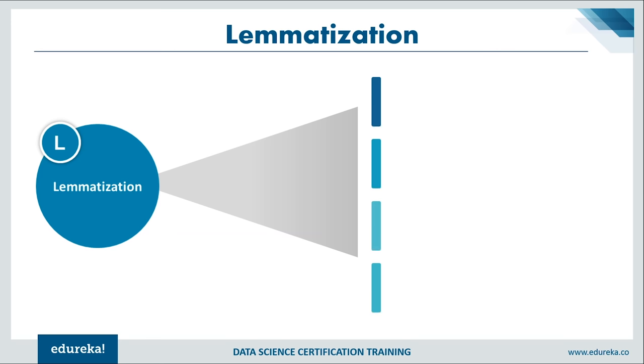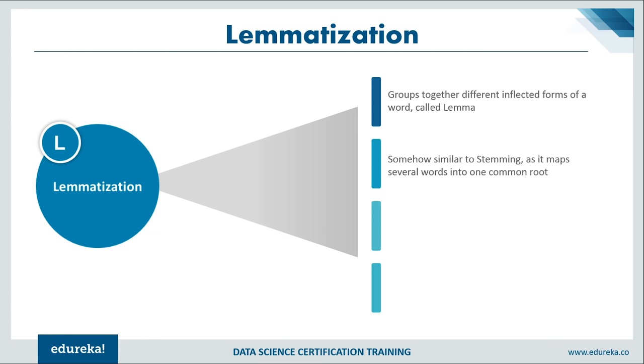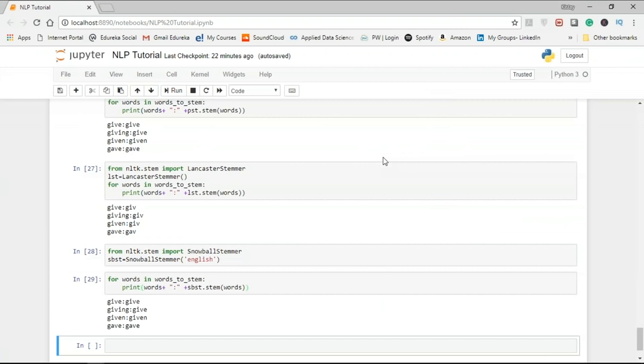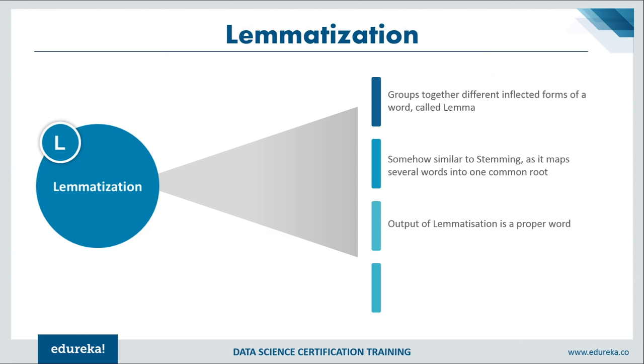Now what lemmatization does is group together different inflected forms of the word, called the lemma. It is somewhat similar to stemming, as it maps several words into one common root. One thing to keep in consideration here is that the output of lemmatization is a proper word. For example, if we look back at the output given by the Lancaster stemmer, you can see it has given us the output GIV, which is not a word. The output of lemmatization is a proper word. For example, if you take the lemmatization of gone, going, it all goes into the word go.